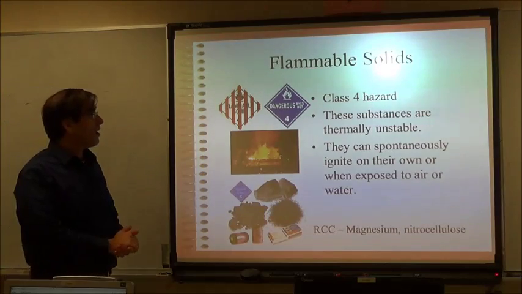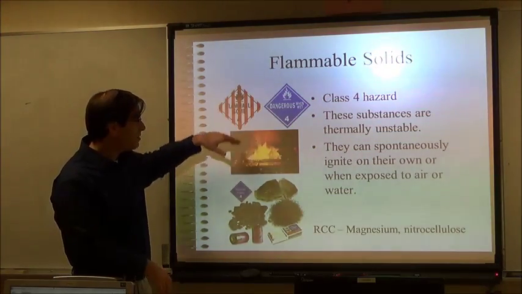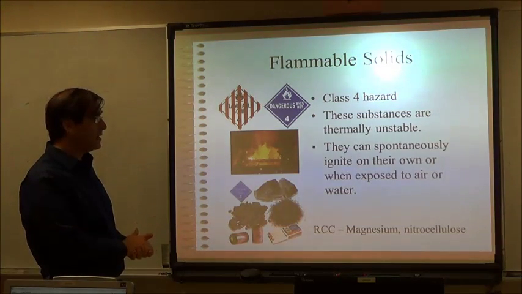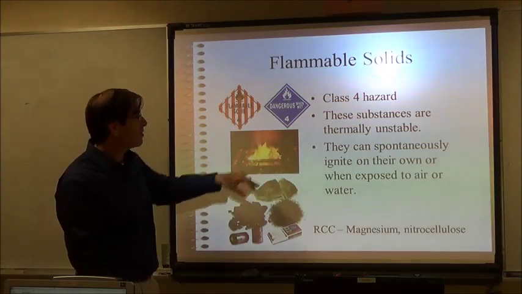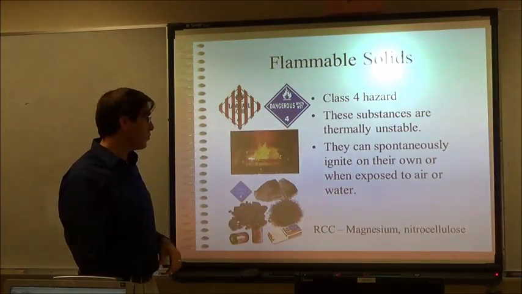All right, class 4 are flammable solids. They'll also be indicated by red, but they'll have the red stripe symbol. These are substances that are thermally unstable, and they can spontaneously ignite on their own when exposed to either air or water. And if it's water, they will typically have a separate type of signal which will indicate, for instance here, dangerous when wet.